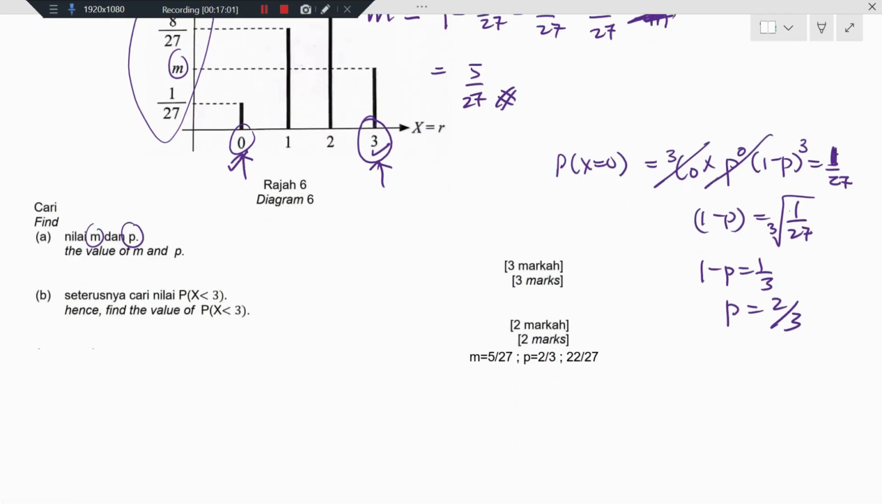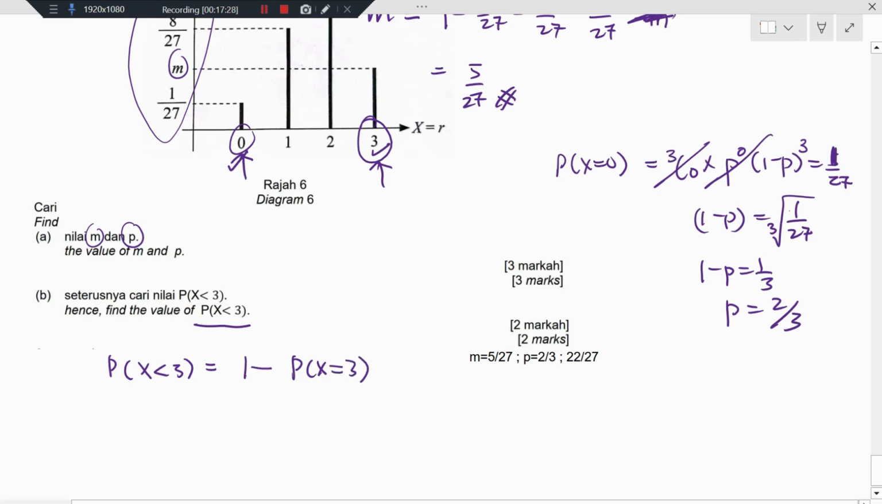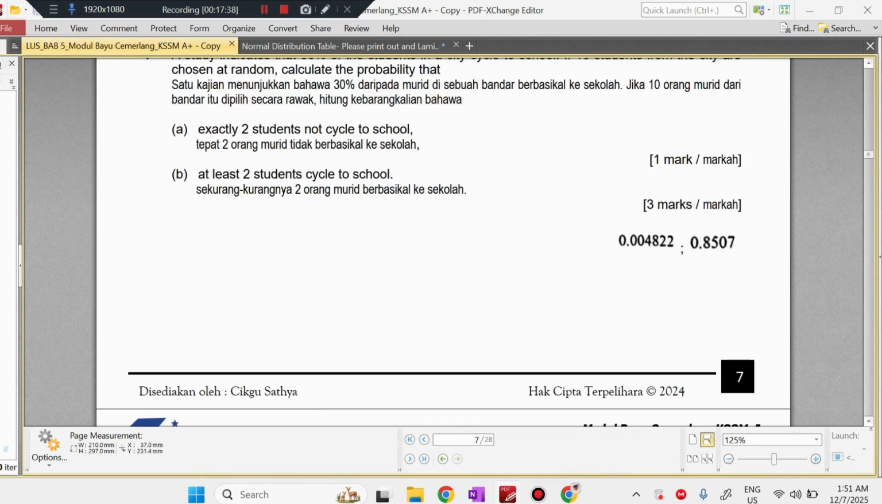Okay, next. Find the probability x less than 3. If we find probability x less than 3, what does it mean? 3 don't include. But you know the 3 is 5 over 27, right? So, you calculate the opposite. I don't want to calculate x less than 3 because 0, 1, 2, there are 3 items. You find your x equals to 3 and then 1 minus it. So 1 minus 5 over 27 is equal to 22 over 27. Okay, next. Question number 7.